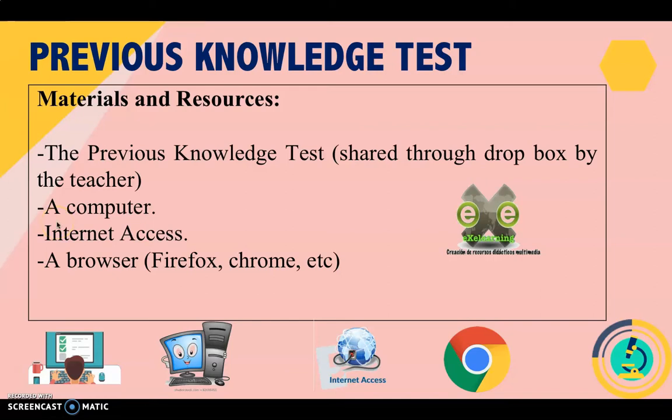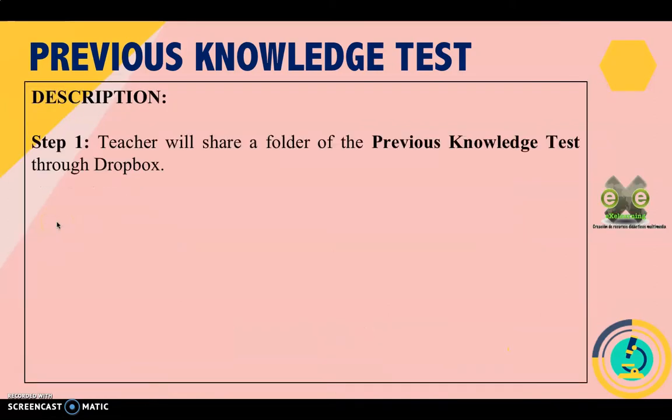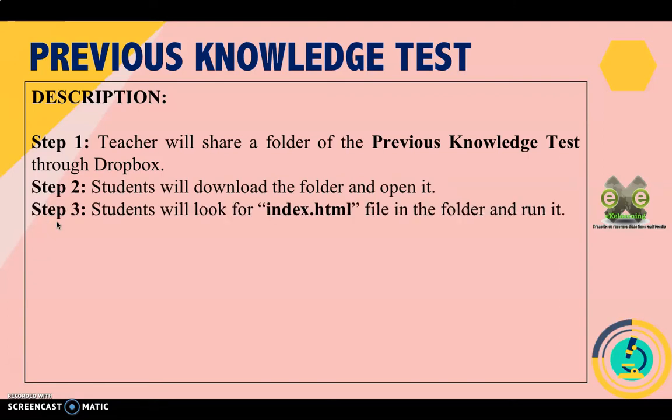For developing this activity, first of all, the teacher will share a folder of the previous knowledge test by Dropbox to students. Then, the students will download the folder and open it. After, the students will look for the index.html file in the folder and run it.